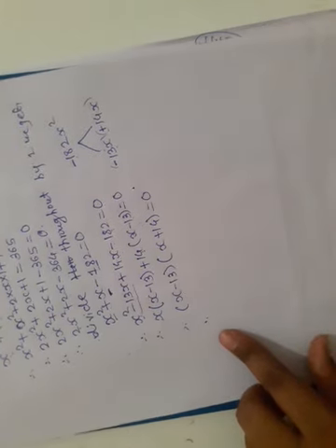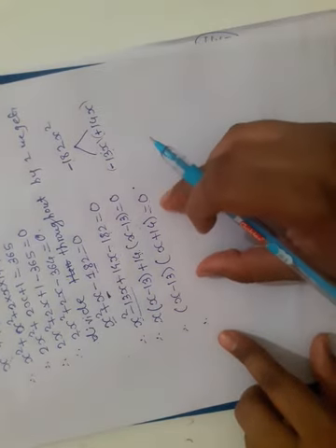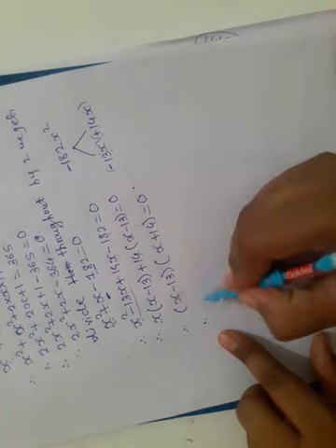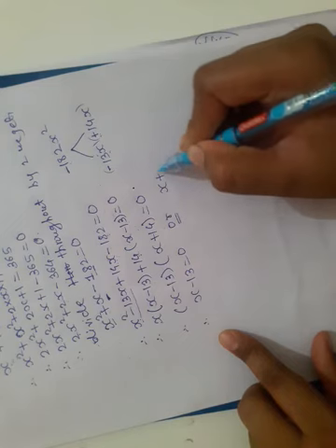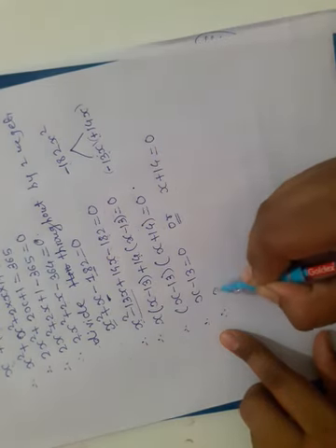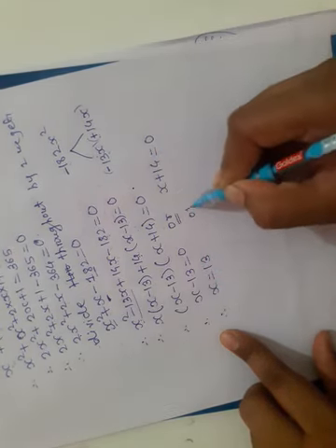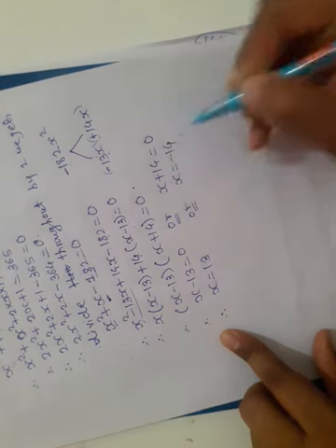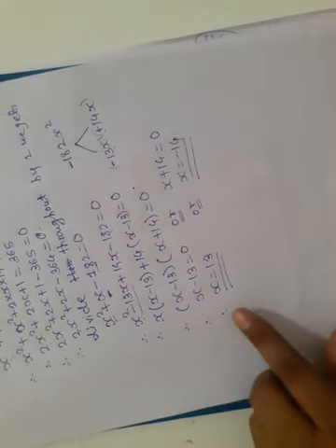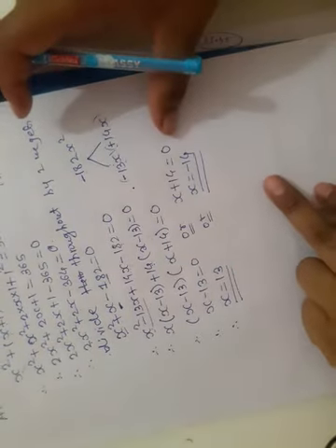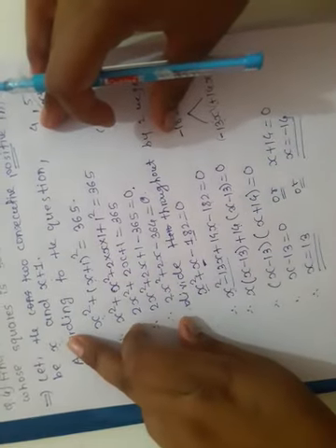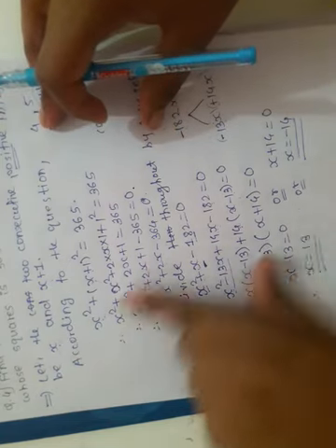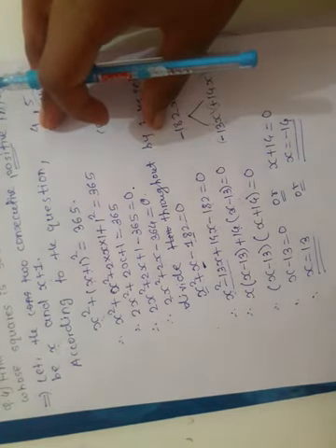Now to find the value of x, we have to equate both the brackets to 0. So x minus 13 is equal to 0, or x plus 14 is equal to 0. So we get x is equal to 13, or x is equal to minus 14. In this way we get the values x is equal to 13 and x is equal to minus 14. So our first consecutive integer x is what? 13. And the other is x is equal to minus 14, meaning we get two values of x.